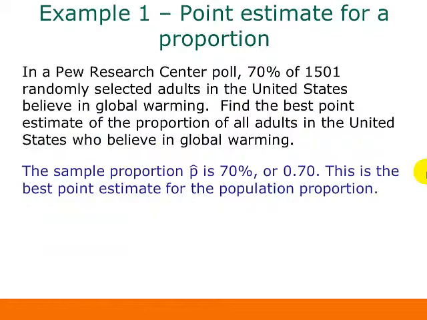Here's an example. In a Pew Research Center poll, 70% of 1,501 randomly selected adults in the United States believe in global warming. Find the best point estimate of the proportion of all adults in the United States who believe in global warming. So here, when we're asked to find the best point estimate for the proportion of all adults, that's asking us to find an estimate for the population proportion. The sample proportion in this problem is 70%, or if we write that in decimal form, it's 0.70. This is the best point estimate for the population proportion given the sample data that we have.